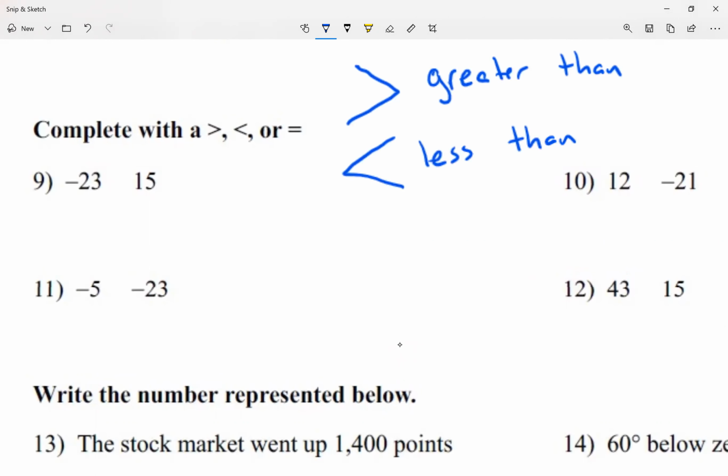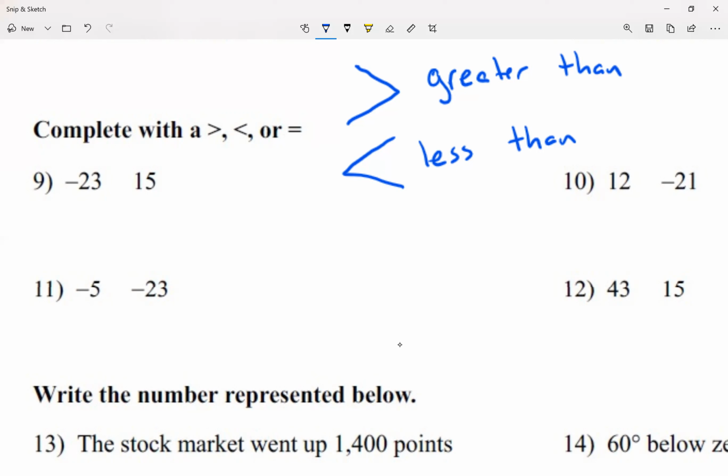Now here, the instruction says complete with a greater than, less than, or equal sign. Equal sign means both sides of the equal sign are equal, right? The same value. That's why we call it equal sign. The hard time will be the inequality signs. The arrow pointing to the right is called greater than. The arrow pointing to the left, we call this less than.